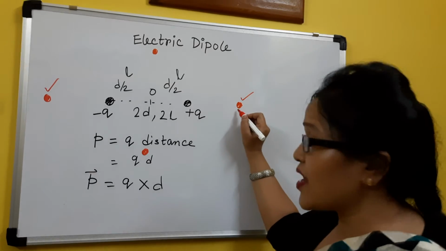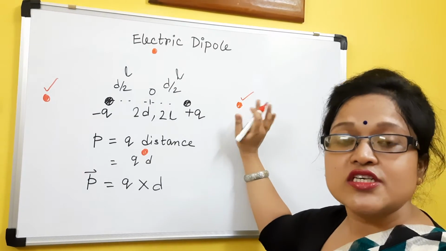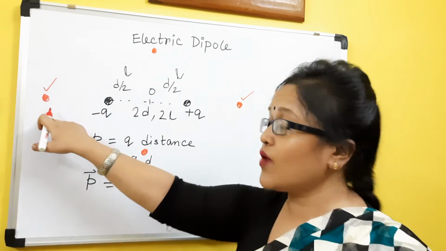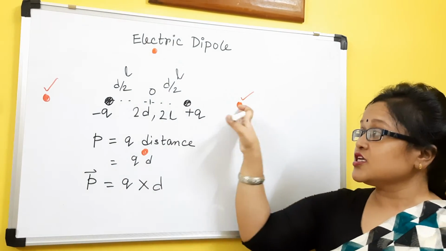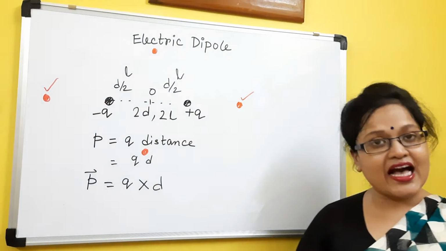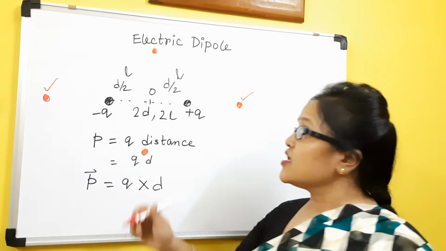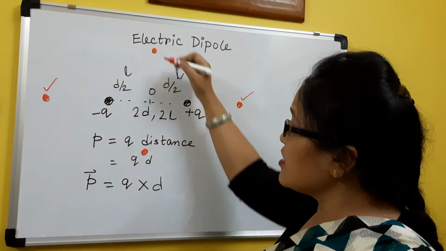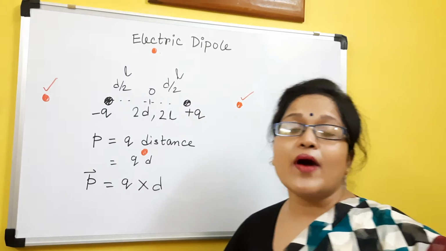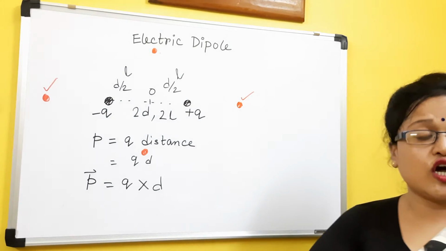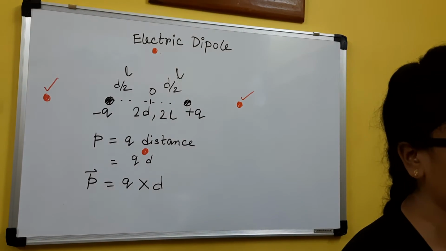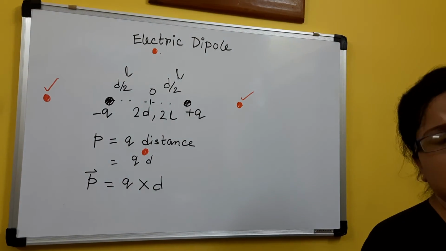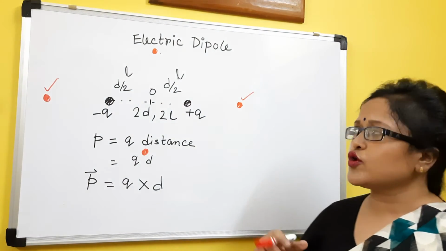So if I place one test charge here or here, whatever it may be, irrespective of the position, these two positions will be called axial positions. And if I place it here or here, this will be called the perpendicular bisector position, or in bookish language, the equatorial line. This is also called the equatorial line.